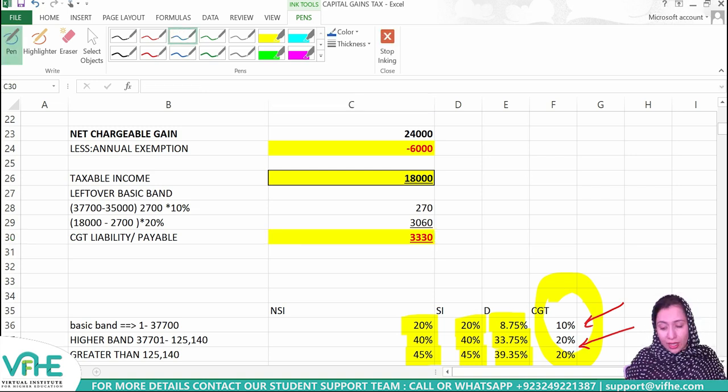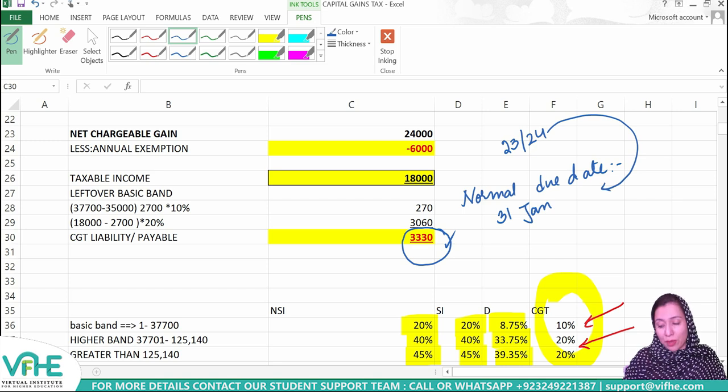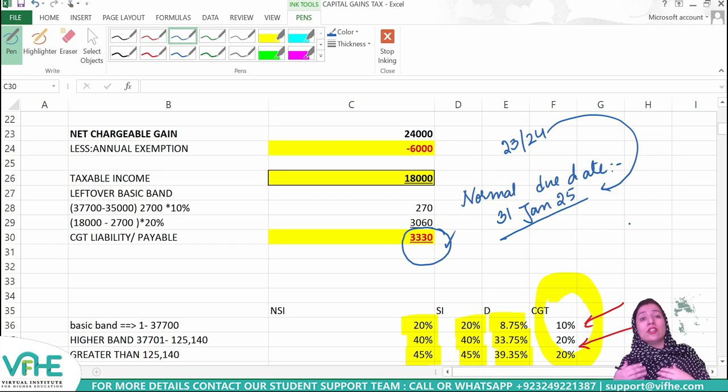Now, the next important thing is that if this is the capital gains tax liability for an individual, then when will this liability have to be paid? Normally the due date for payment of capital gains tax liability is 31st of January after the tax year. So if the tax year is 23-24, then 31st January would fall on 31st January 2025. So 31st January 2025 is the due date for the payment of capital gains tax liability.